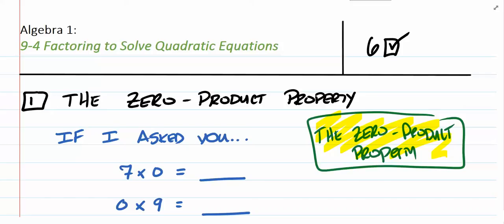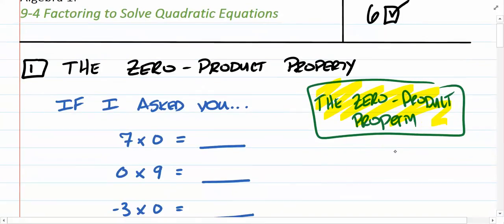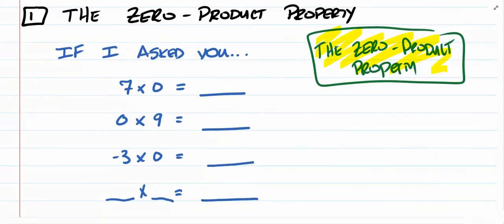Welcome to Zaption Tour 9-4, Factoring to Solve Quadratic Equations. There are 6 boxes, and let's get in with box number 1 here, called the zero product property. So I just want you to answer these questions that I'm going to give you.